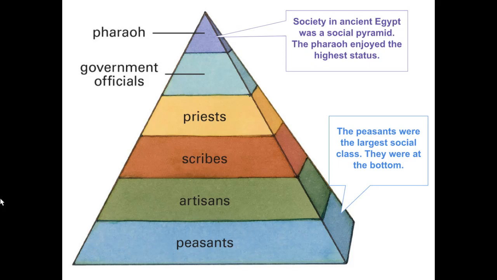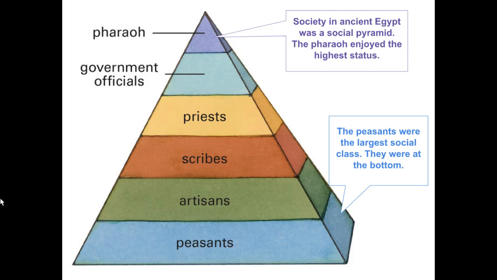In your blank pyramid on your paper, please fill in these social classes. Make sure that you're checking that your spelling is accurate. You can leave the area to the right of the pyramid blank for right now. Please write the names of these social classes inside the actual pyramid itself.